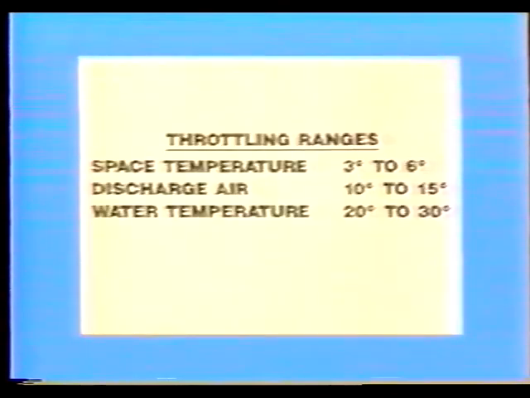Some examples of typical throttling ranges are: space temperature would normally be in the range of from 3 to 6 degrees. Coil discharge temperatures could be somewhere in the range of 10 to 15 degrees. Cold or hot water may need to be 20 to 30 degrees, depending on the system and valve sizing.